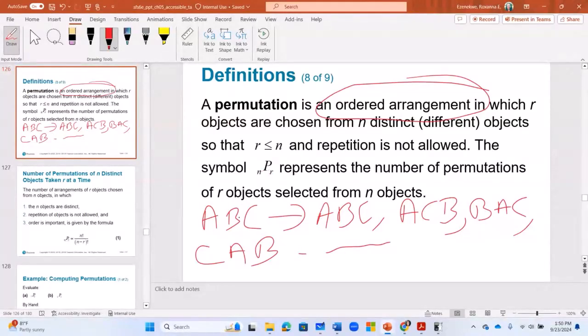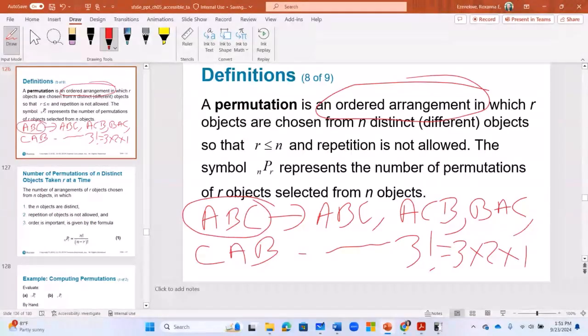And so, how can I even know the number of permutations here? I can say 3. How many of them? 1, 2, 3. So I can say 3 factorial. Why did I use 3? The sample space is 3. So 3 times 2 times 1. 3 times 2 is 6. So actually, there are 6 different ways I can arrange ABC.